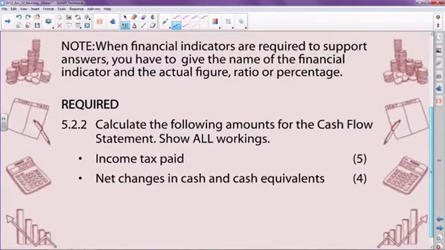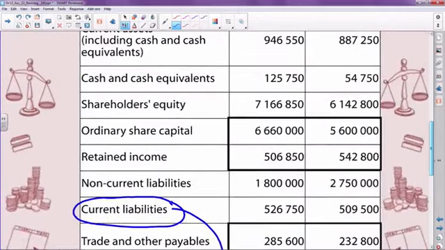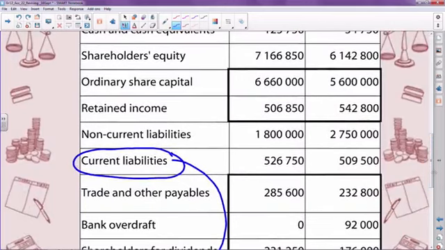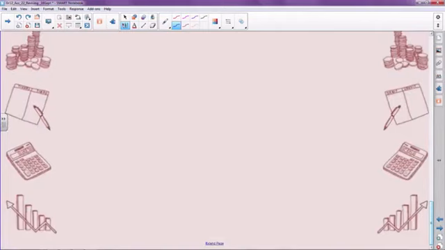The net change in cash and cash equivalents. Once again, an easy way of understanding this. Let's get to the information first. There's my information with regards to cash and cash equivalents, not forgetting my overdraft. So what method are we going to use? Once again, the magical T account.